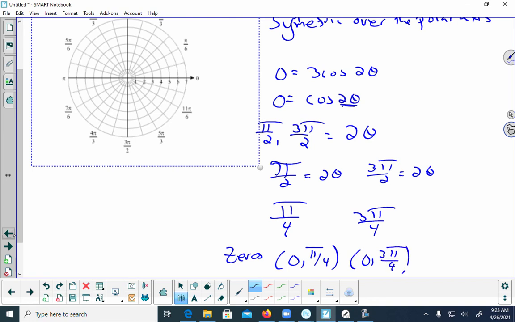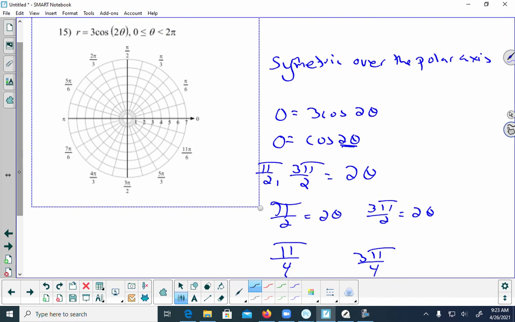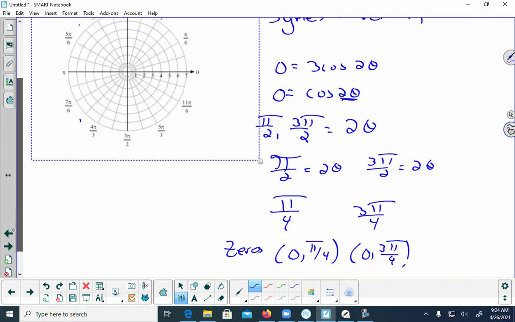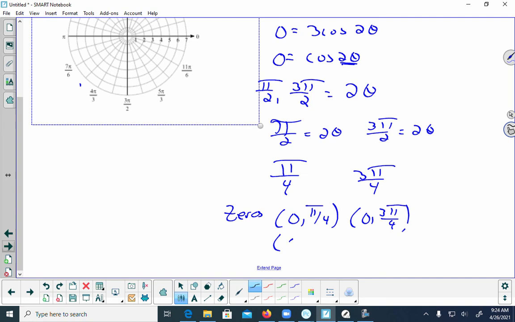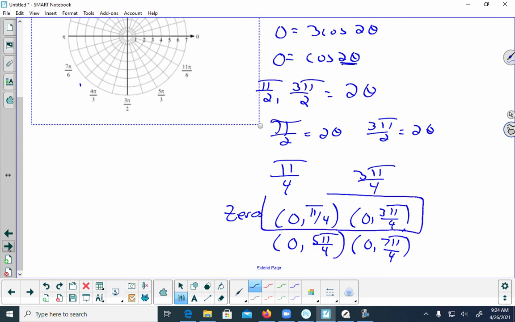If I want to use symmetry as an aid, if I do 3 pi over 4, which is here somewhere, if I have a 0 here, I'm also going to have a 0 down here. So I'm probably going to have zeros at 5 pi over 4, because that's the one that I reflected, and then 7 pi over 4. So those are going to be all my zeros. You only need to list these two, and I'll be happy.